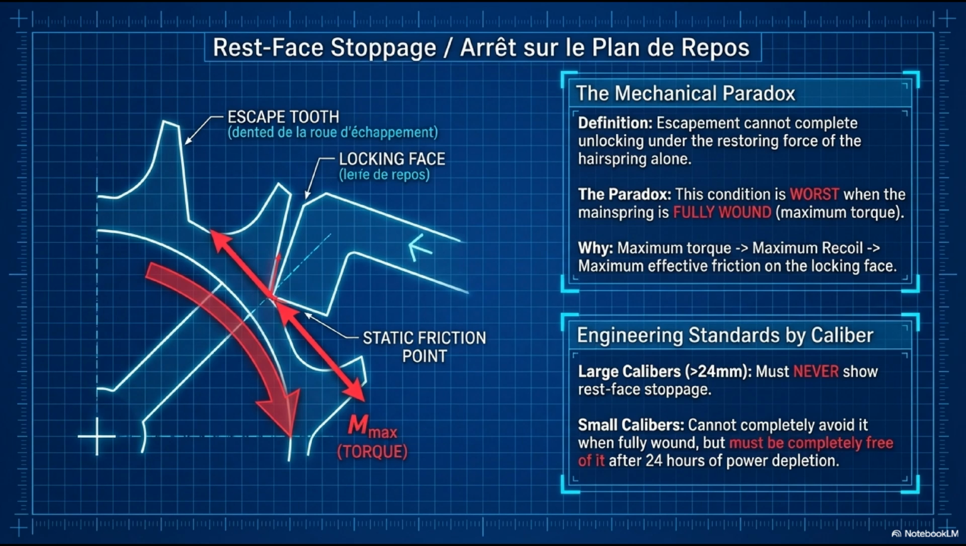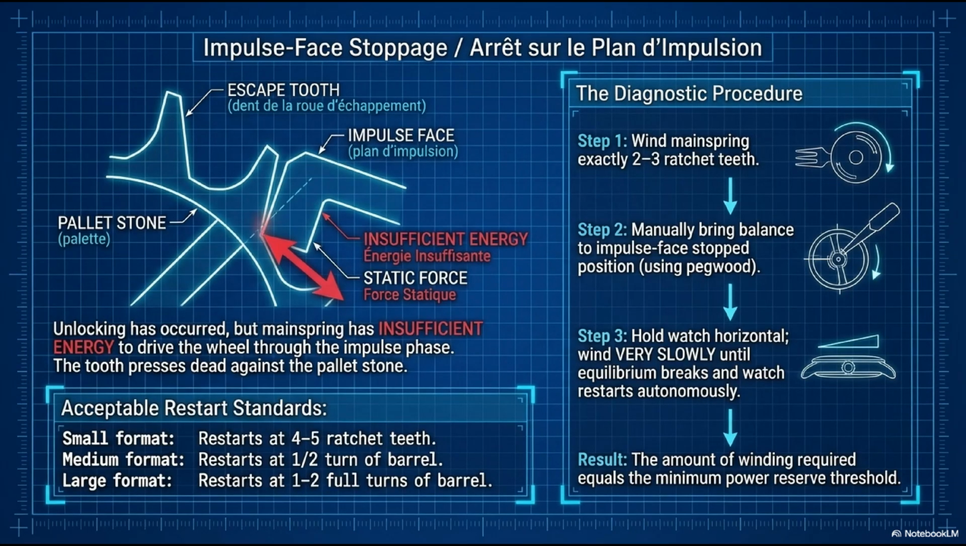Engineering standards are strict. Large calibers, movement diameter above approximately 24 mm, must never show rest face stoppage under any condition. Small format wristwatch calibers cannot completely avoid it at absolute full wind, but must be completely free of it after 24 hours of running. The complementary failure to rest face stoppage is impulse face stoppage.